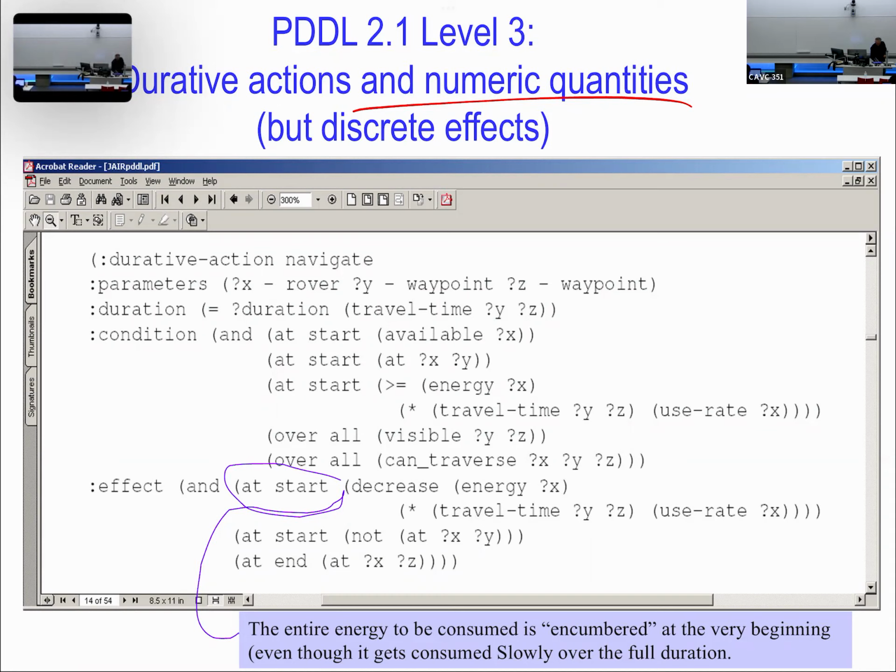So anyway, at start here, decrease energy by this much, which is like an actual expression. The travel time and then the use rate. This is what you think. The way the fuel reduces is this way.